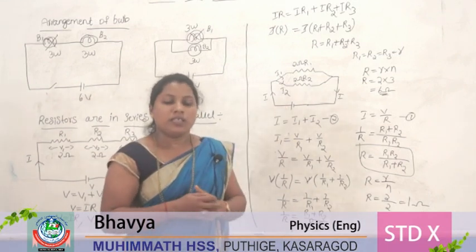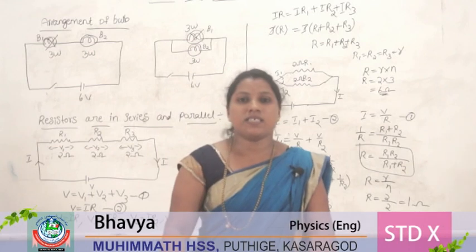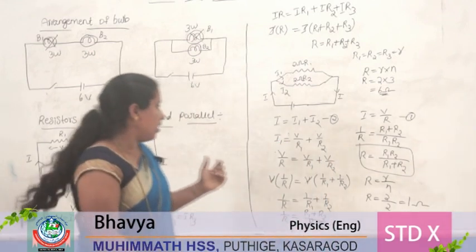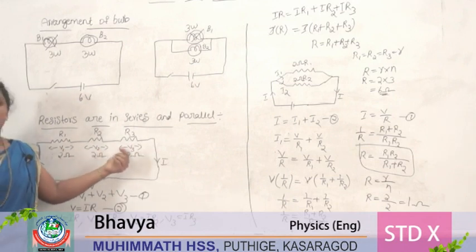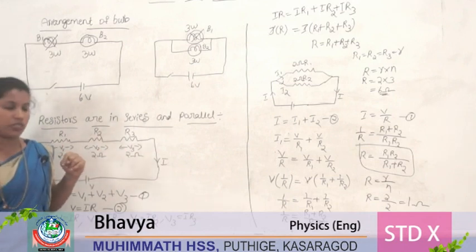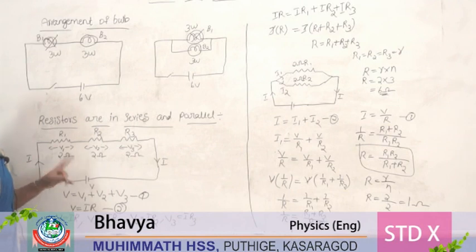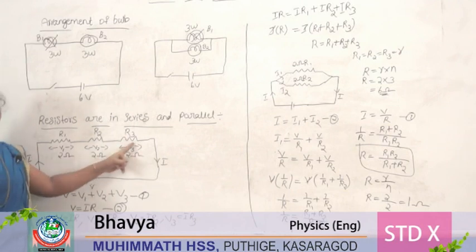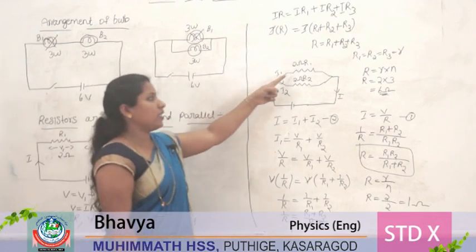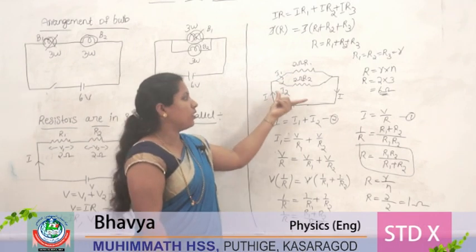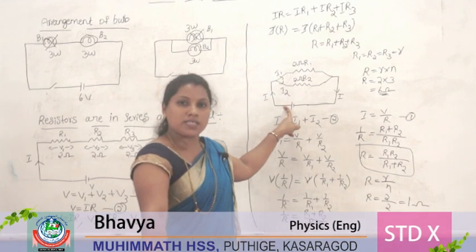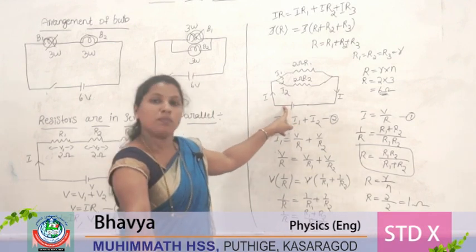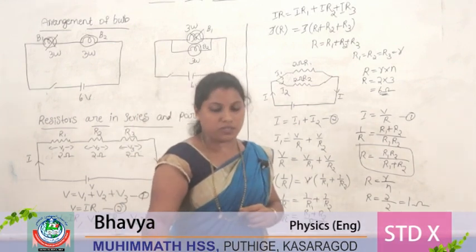Next, in series, resistors are connected one after another, so all the resistors are controlled by a single switch. If you switch on one, all resistors are working. But in parallel connection, we cannot control them by a single switch. Here we need more than one switch.